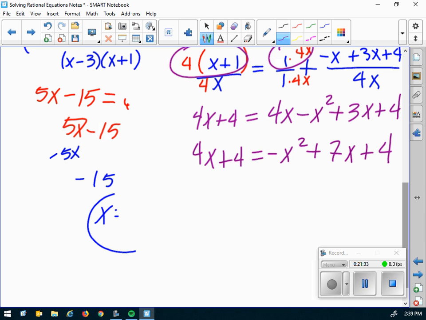Why do I want to move the x squared to the left? To make the x squared term be positive. So we're moving everything to the left. Can you do that in your head? Add x squared. Right? Takes care of that. What do I do with that 7x? Subtract 7x. So that'll be a minus 3x. And minus 4. Oh, that's 0.